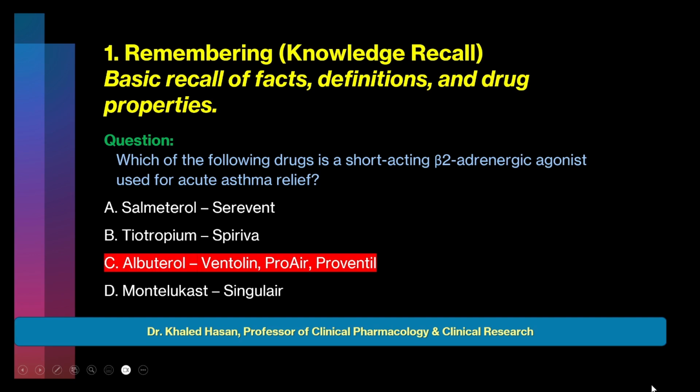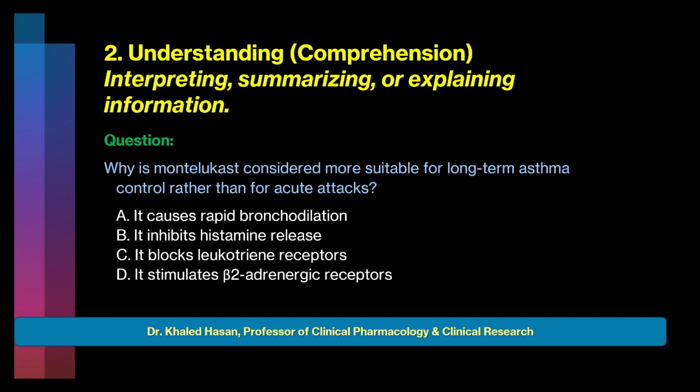Okay, moving to the next level of Bloom's taxonomy. The first level was remembering knowledge, as you can see here. The second level is understanding, comprehension. Here we need to interpret, summarize, and explain the information. Why is montelukast considered more suitable for long-term asthma control rather than acute attack? Why don't we use it for acute attack, but use it for long-term asthma? A, it causes rapid bronchodilation. B, it inhibits histamine release. C, it blocks leukotriene receptors. Or D, it stimulates beta-2 adrenergic receptors.